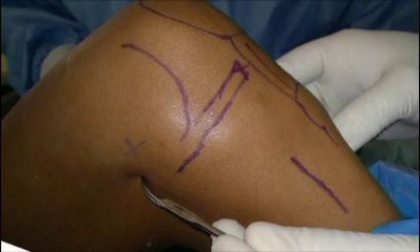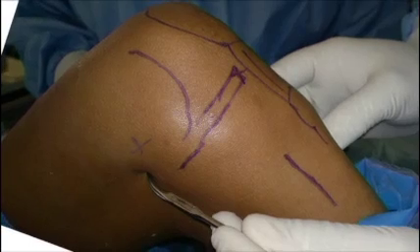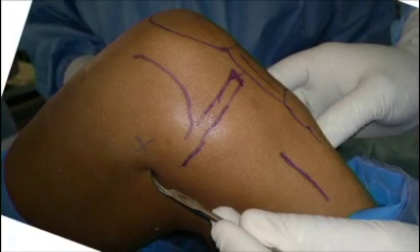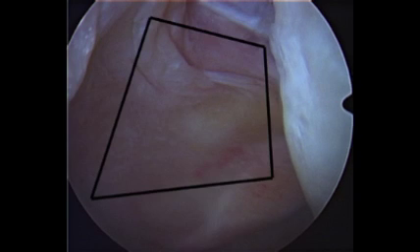One key point of this operation is making of the posterior middle portal, which is made just posterior and inferior to the medial epicondyle. The posterior middle corner of the knee joint has four distinct synovial folds, and one has to identify these folds. That is the safe area where PM portal can be made.